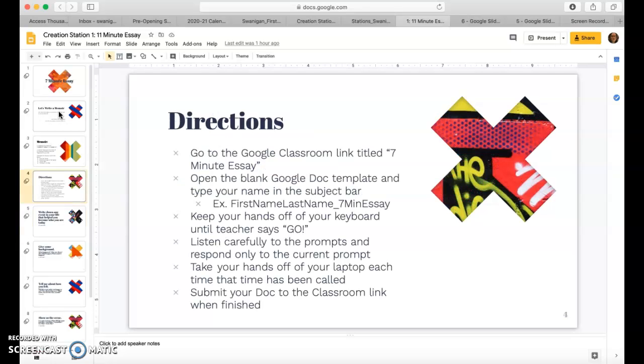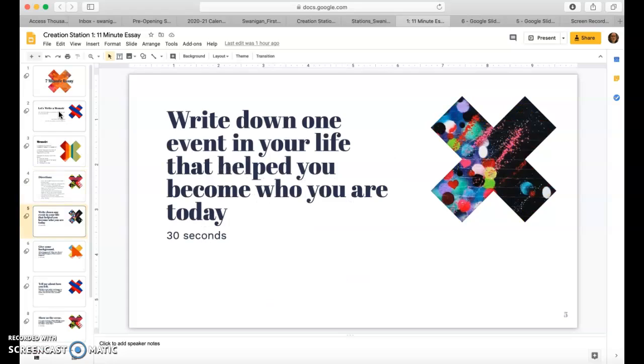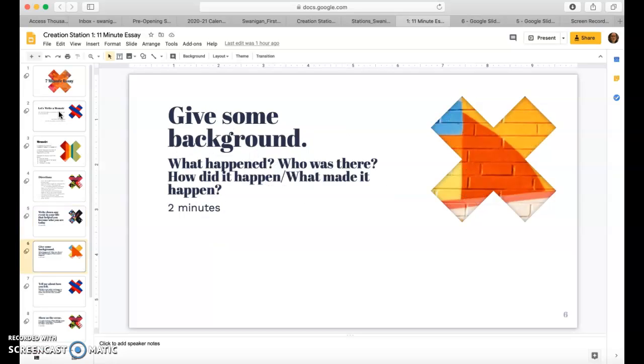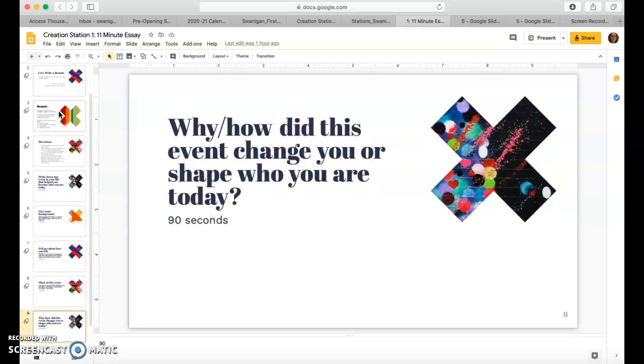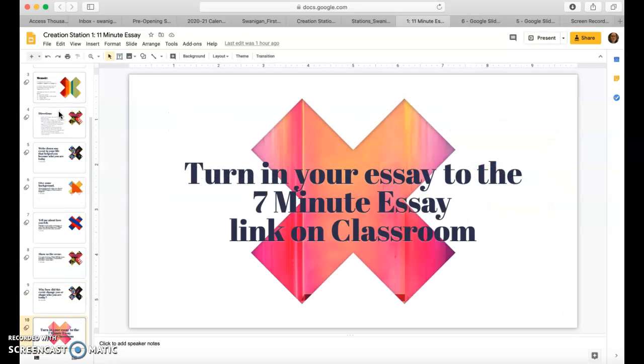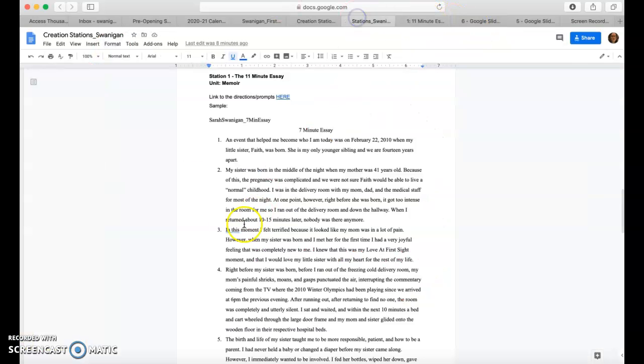Okay. So these are the directions. I'm not going to go through all of them, and then we have write down this, and then the amount of time. Some slides look like this, where we're going to give some background, but then they need to know specifically what to do. So in a smaller font, what happened, who was there, how did it happen, and then again the time. This goes on until we have a cumulative 7 minutes. So that is the first one, and then here is an example.